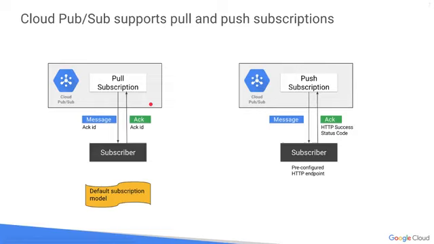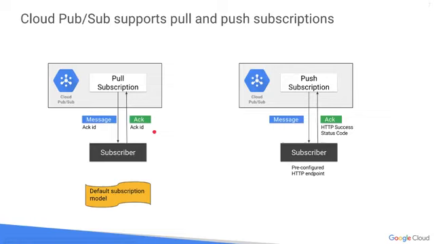In a pull subscription, the subscriber explicitly calls the pull method to request messages for delivery. Cloud PubSub returns a message and an acknowledgement ID. To acknowledge receipt, the subscriber invokes the acknowledge method by using the acknowledgement ID. This is the default subscription model.